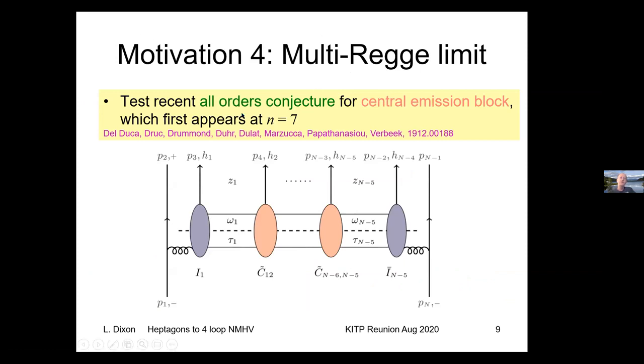And then there's also another limit, the Multi-Regge limit, where for the first time in n=7, you see a particular structure called the central emission block.